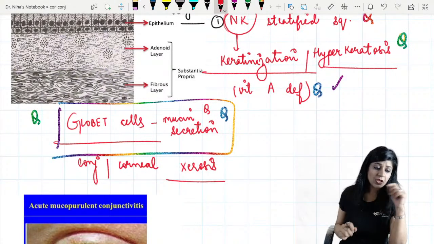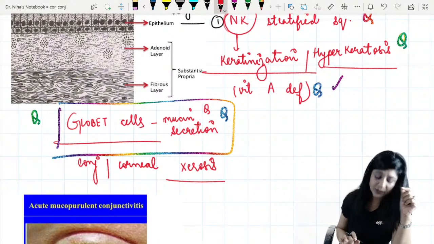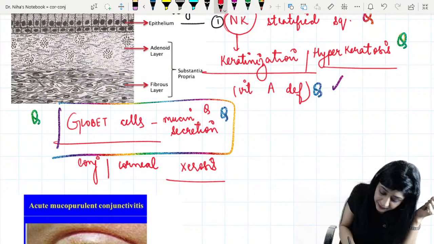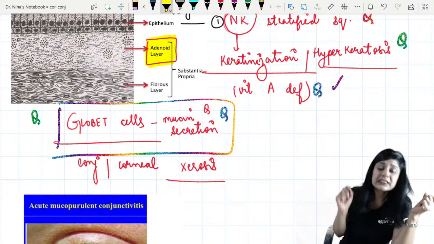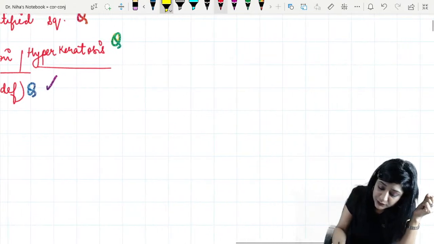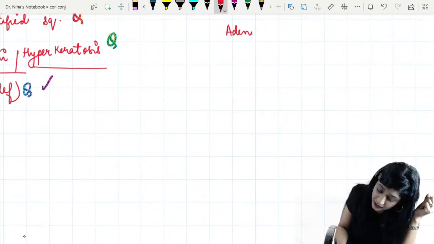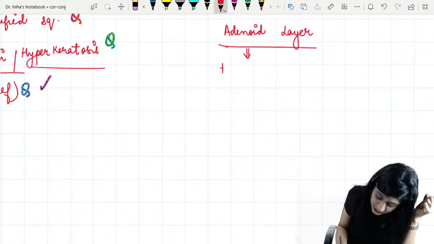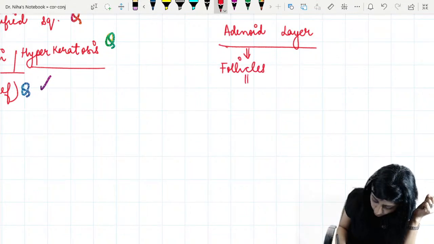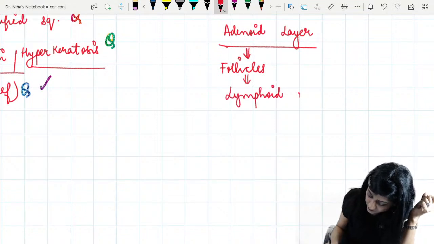So is it very clear to everyone? Right? Now the second layer is the adenoid layer. Now what is the function of this adenoid layer? Whenever I am talking about the adenoid layer of the conjunctiva, this consists of the follicles, and follicles means you will have the lymphoid aggregations.